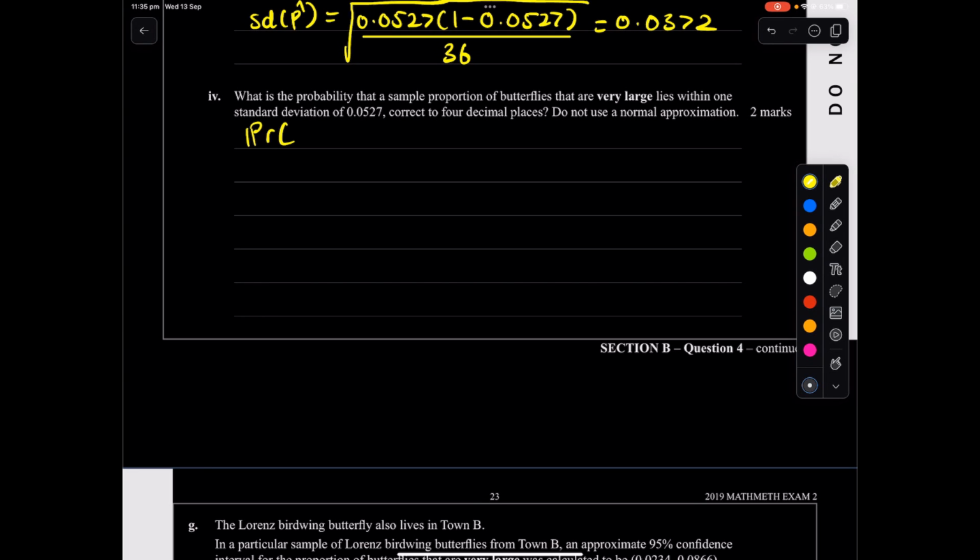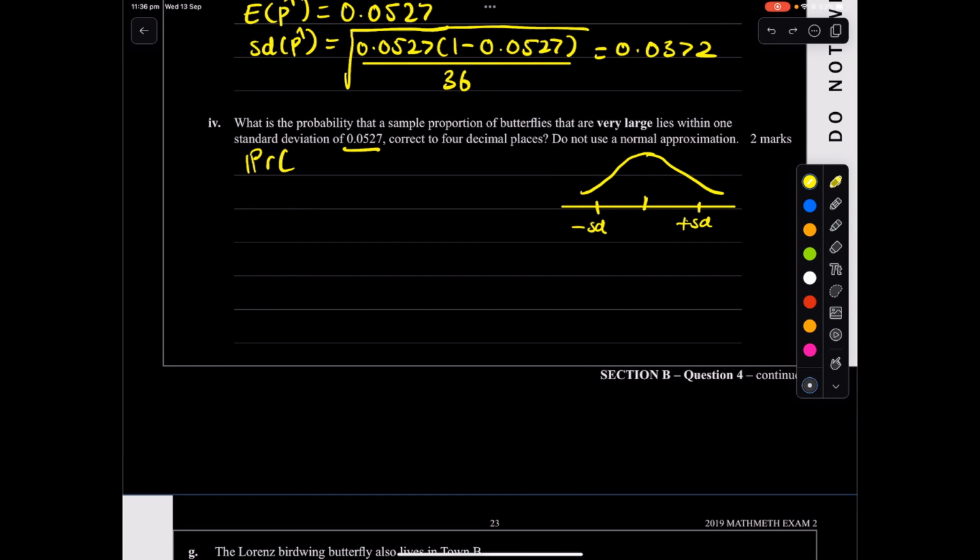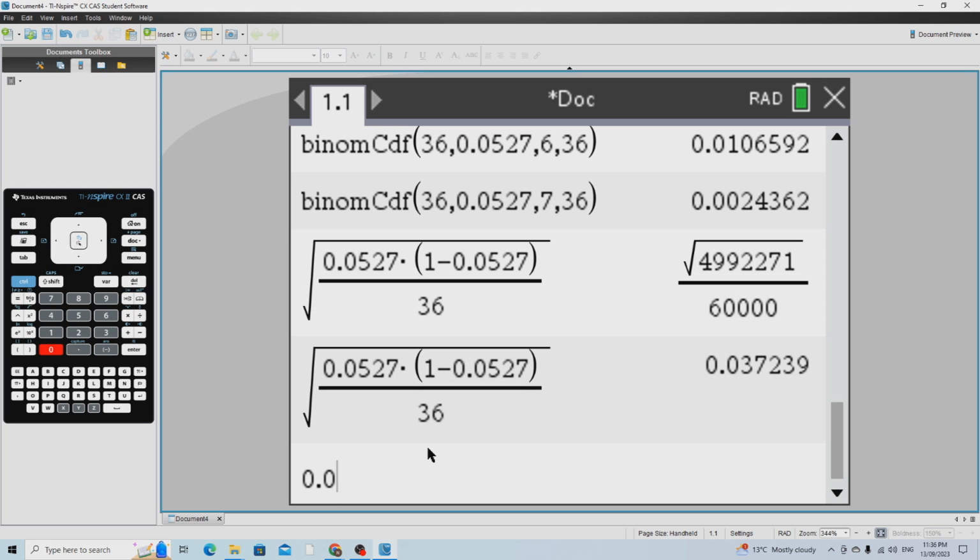We're saying, what is the probability? So remember, your standard deviation, well, they're not telling us to use a normal approximation, but this is what it looks like if I was going to use a normal. Let's say this is your standard deviation, this is your plus, and this is your minus. So we're saying this value minus your standard deviation, which is what? Like just 0.0527 minus the value we got.